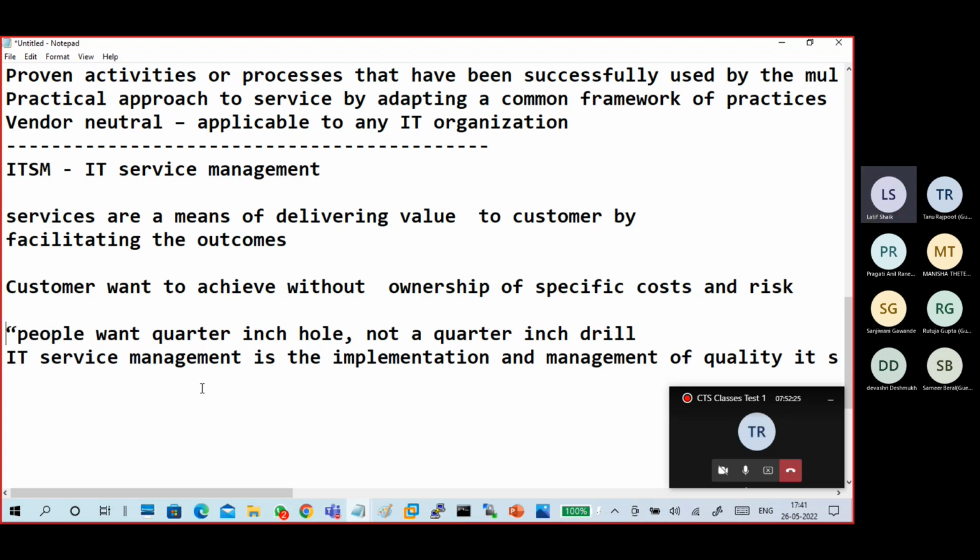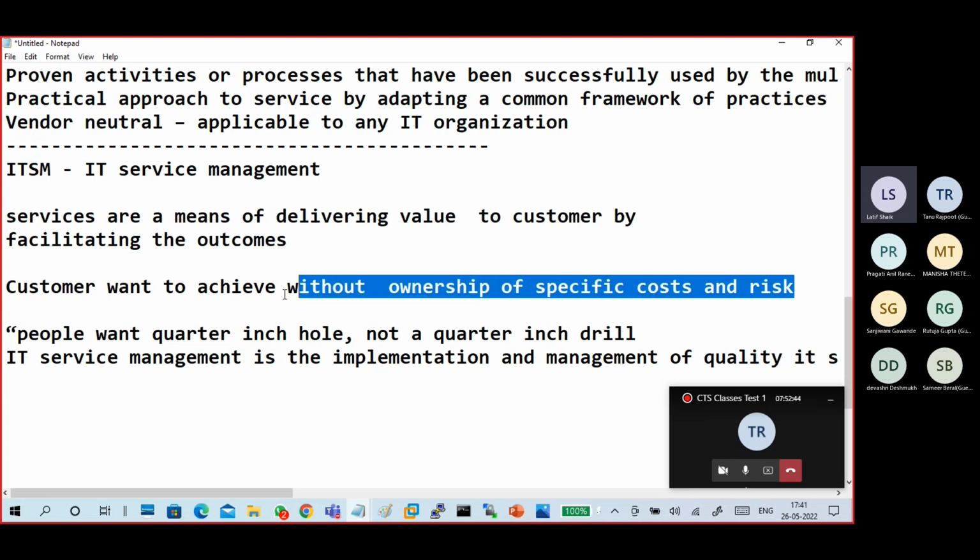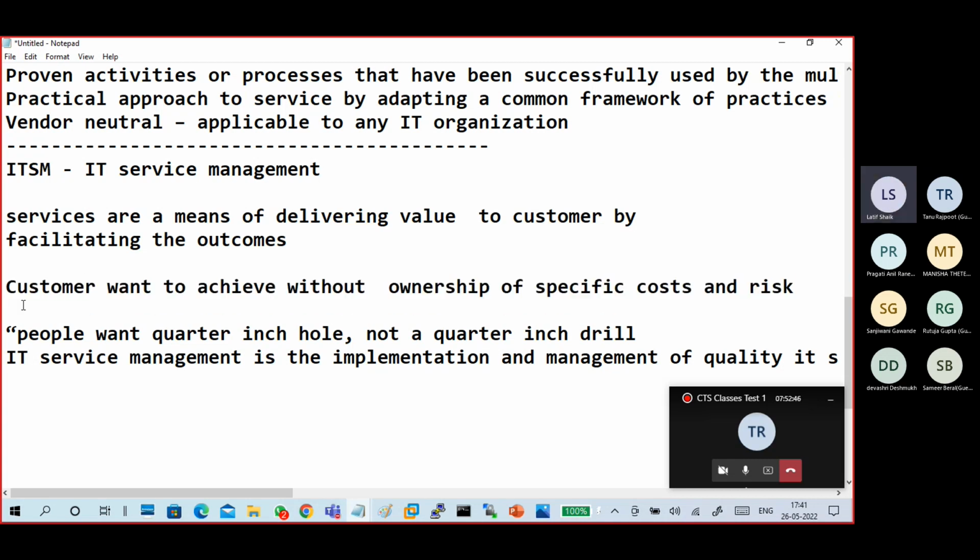Meaning, you are delivering a value. You are facilitating something to the customers. That's the main importance of IT services. The customer wants to achieve an outcome without ownership of specific cost and risk. Like I said, I want a refrigerator. I don't need to build an entire refrigerator industry for my one single refrigerator.